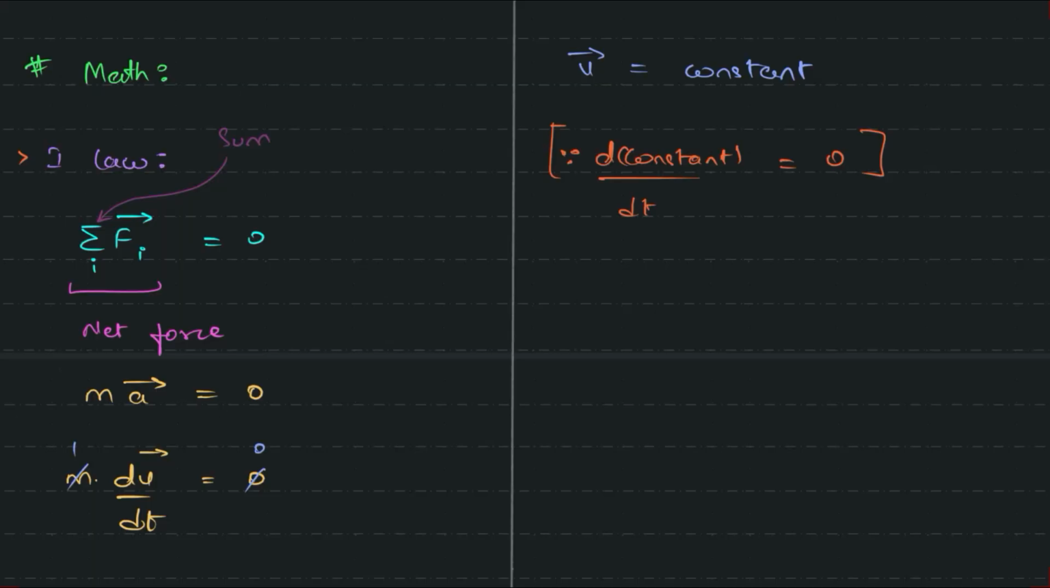algebraically as, second law. Here we have the force, the net force, that is the sum of all the other forces. And this entire thing is equal to your mass times acceleration. And we know that acceleration can be written as dv by dt.